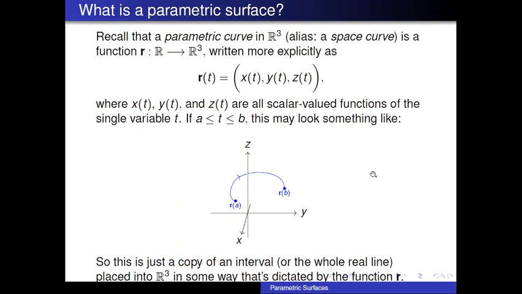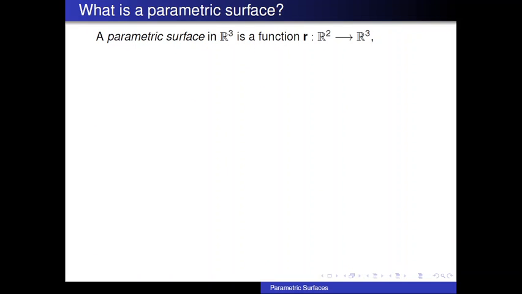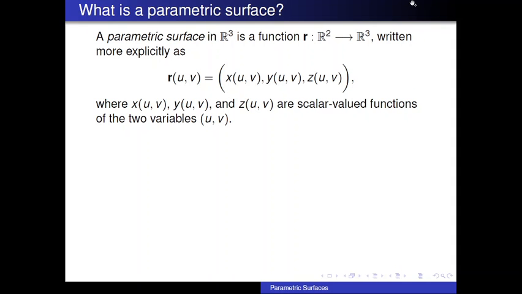Okay, so a parametric surface in space is the same thing, except instead of being a copy of an interval inside of space, it's maybe a patch of, say, two-dimensional coordinate space placed into space. So maybe one that we could think of is a function now, little r, taking the plane or maybe some two-dimensional subset of the plane into space.